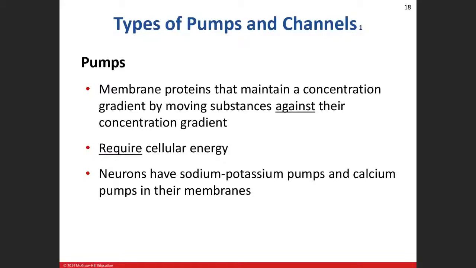All right, and the channels. Just a quick review. Pumps are an active form of transport across the plasma membrane. So that means they are going to require energy, and it also means that it's going to move substances against their concentration gradient. All right.